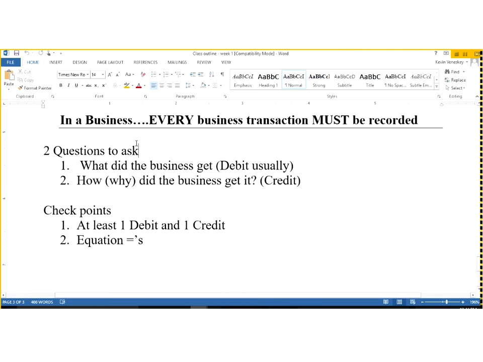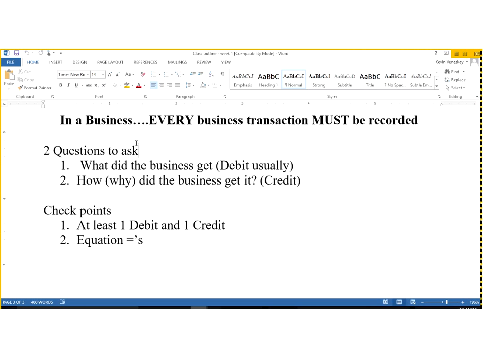So in business, every type of transaction must be recorded. Now, not everything that happens in a business needs to be recorded. Just because you opened up for business doesn't mean there's a journal entry. Nothing really concrete happened. No money was exchanged. No service was provided. Just because you opened your door doesn't mean you have to journalize that by any means.